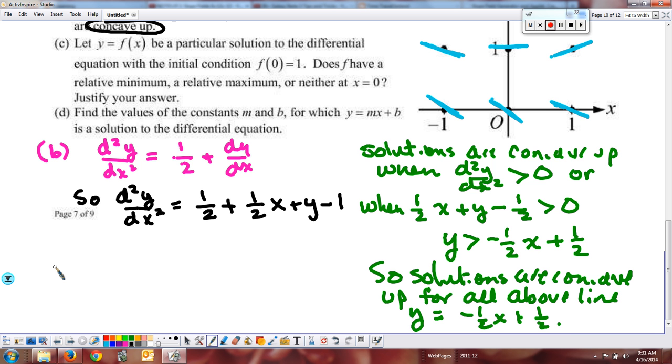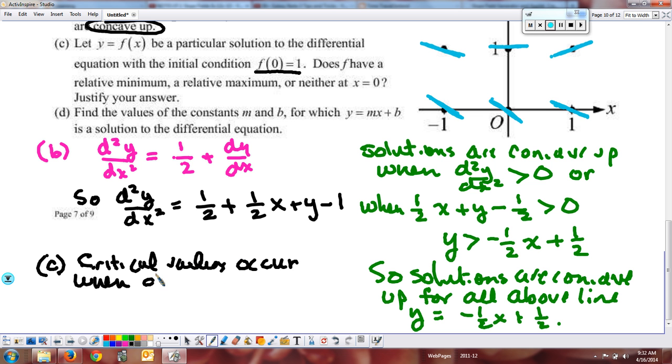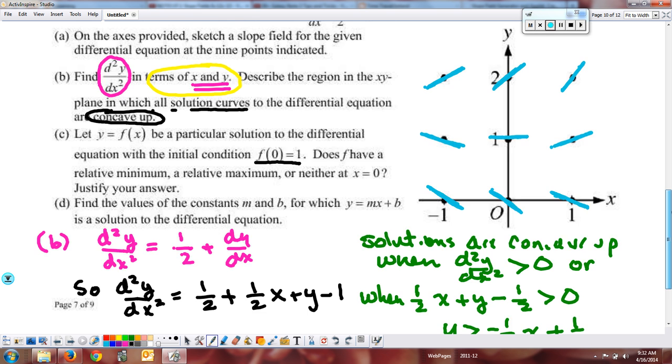Now let's take a look at part C as our next. Now we want to know a particular solution to the differential equation. They're going to give me an initial condition, and they want to know, does f have a relative min, max, or neither at x equal to 0? Well, how do we find relative mins and maxes? You have to find your critical values, which are when the derivative equals 0. Okay, so critical values occur when your dy/dx is equal to 0, and we have an equation for dy/dx.